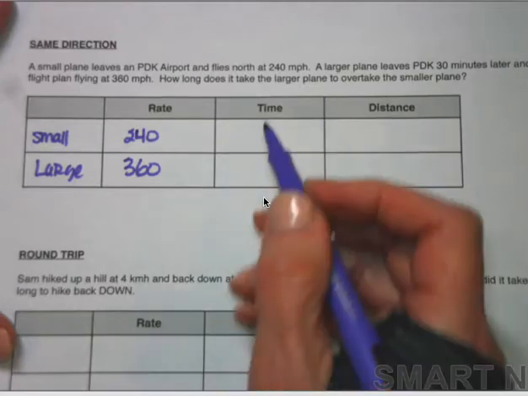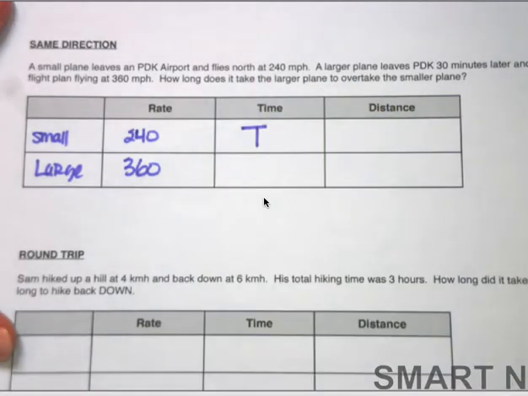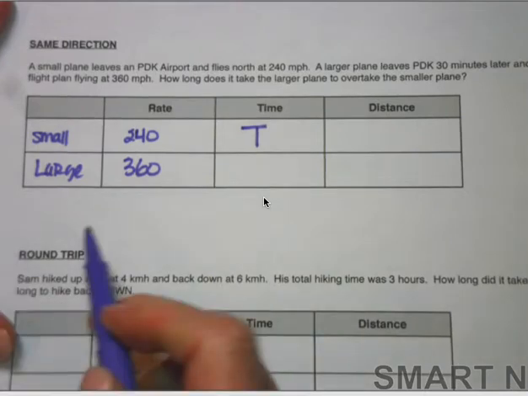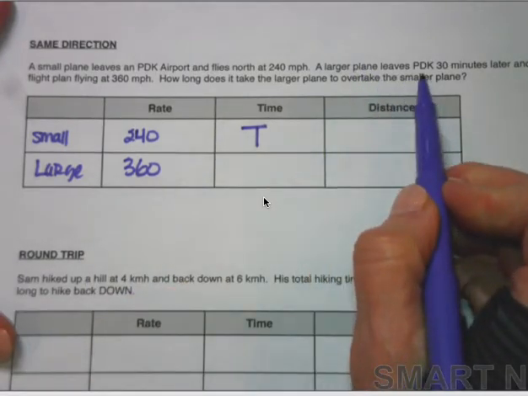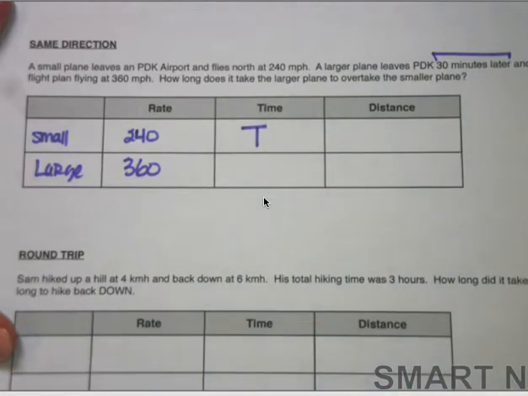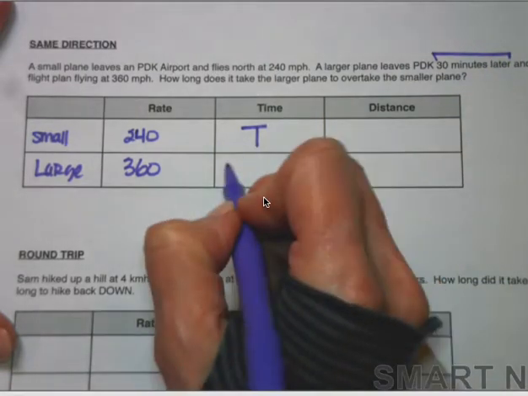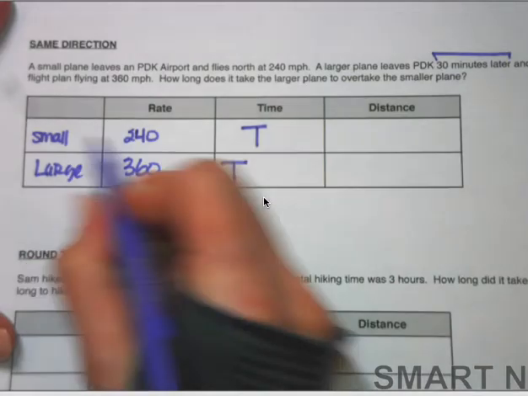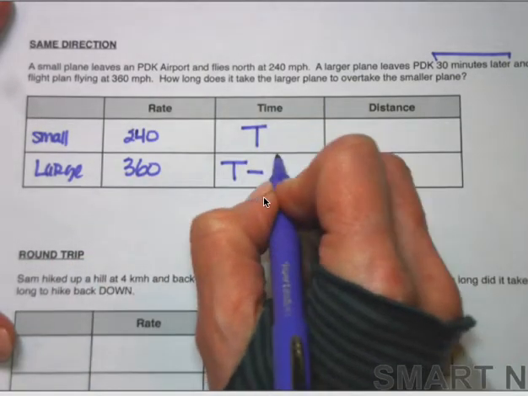If the small plane leaves, and I will let the variable t represent the time for the small plane, the larger plane leaves 30 minutes later. So this is the key phrase right here, 30 minutes later. So I'm going to label his time as the time that the small plane's in the air minus 1/2.